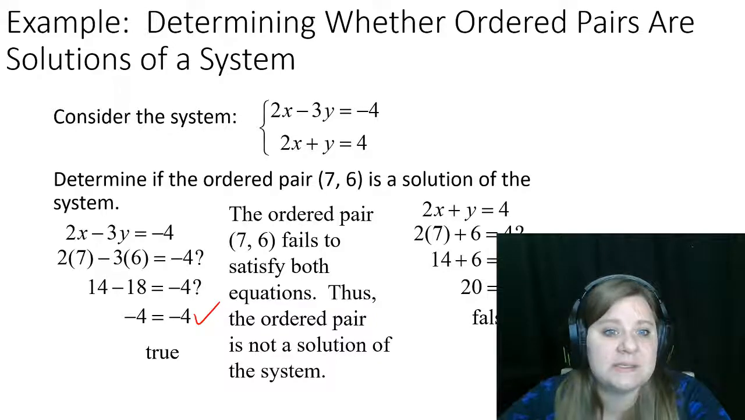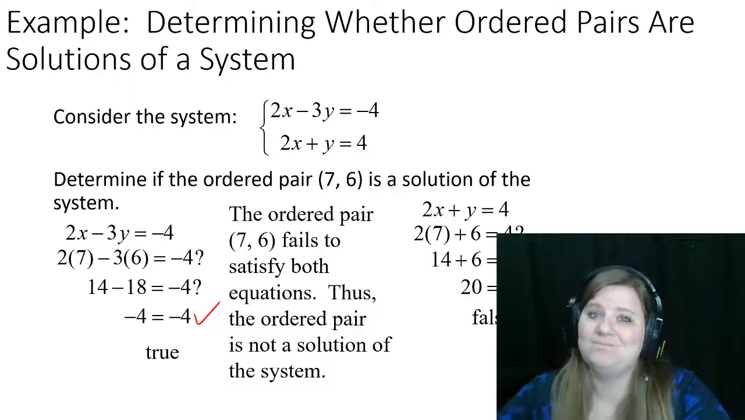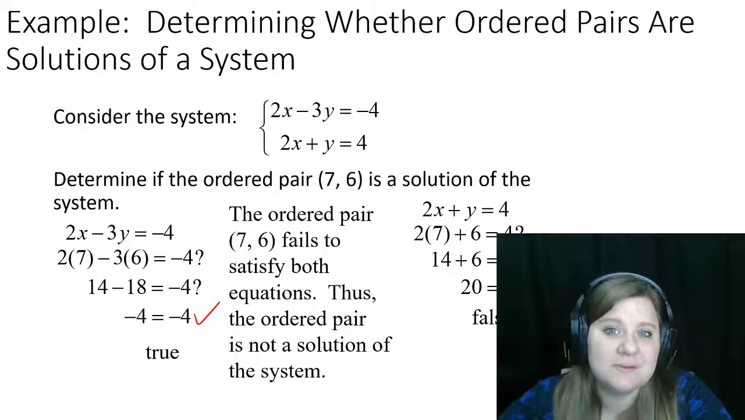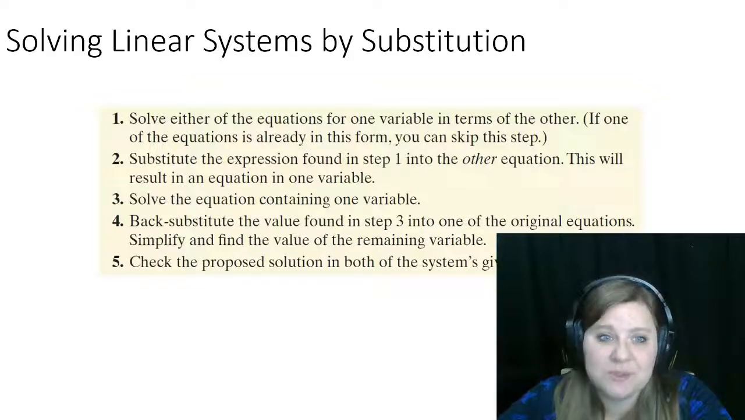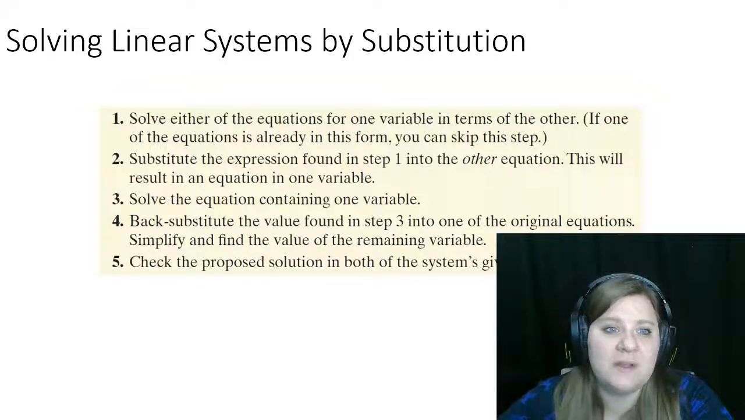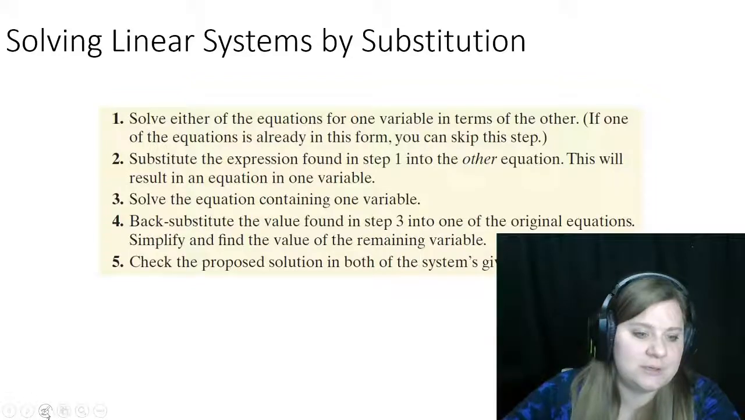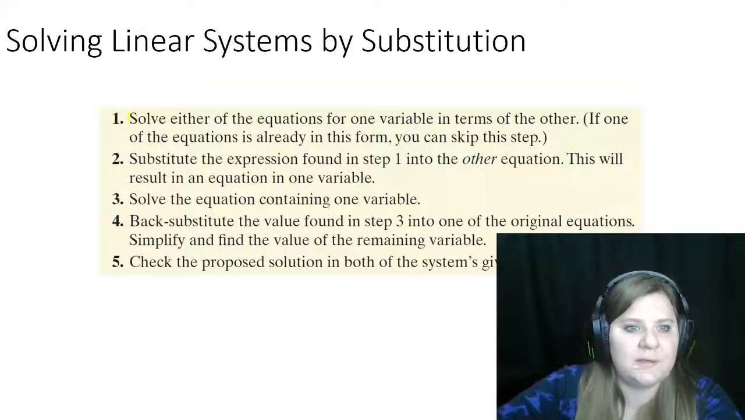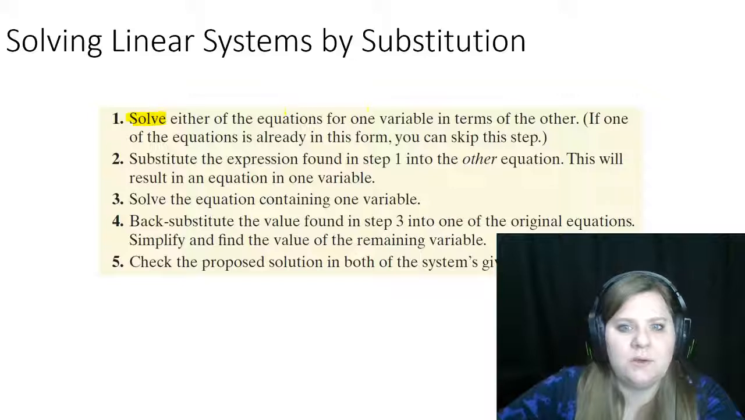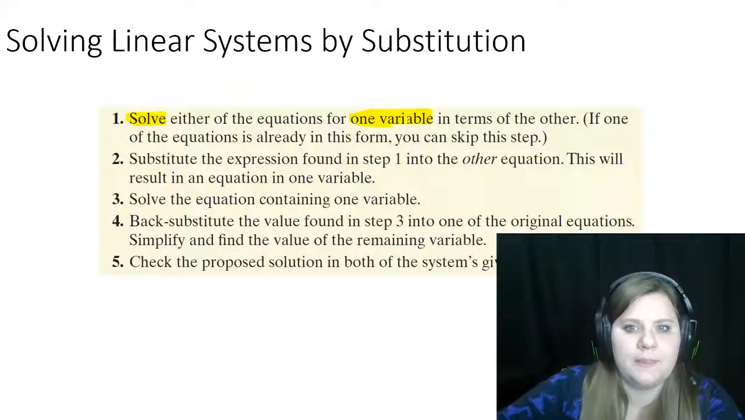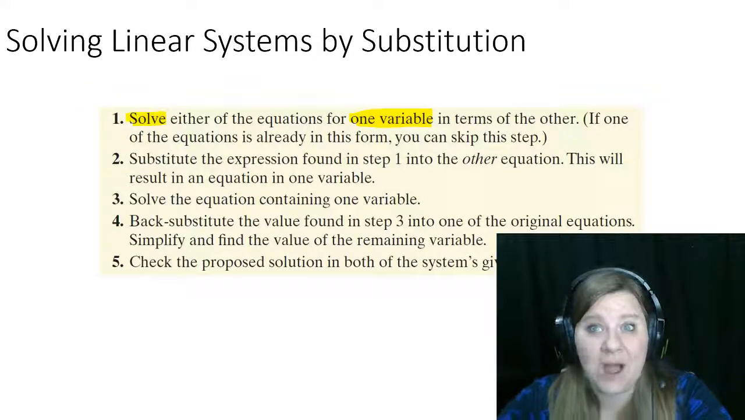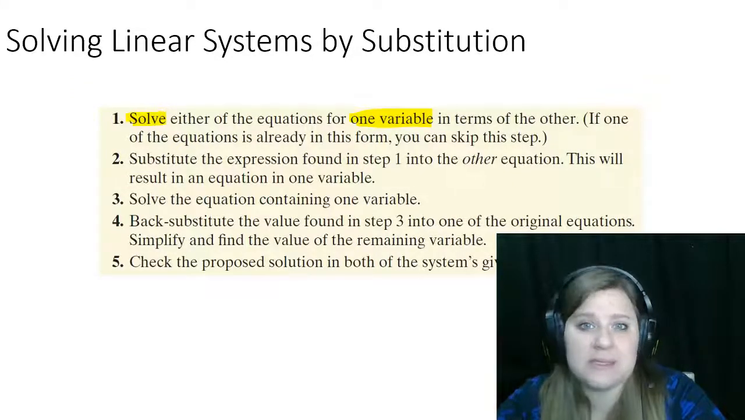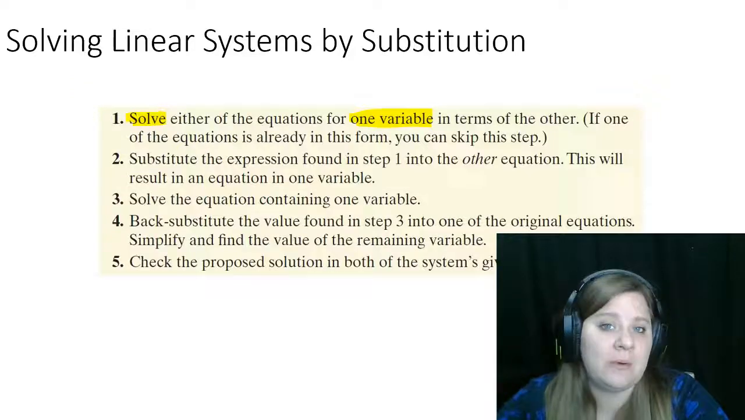And therefore, because it's not a solution, we may have to go find the solution ourselves. Now, how do we solve a system? Well, one of the options we have is by substitution. In order to solve a linear system by substitution, we're going to start by solving one of the equations for one variable. Okay? If you already have an equation that's like y equals or x equals, and that's already by itself, then you don't have to do it.